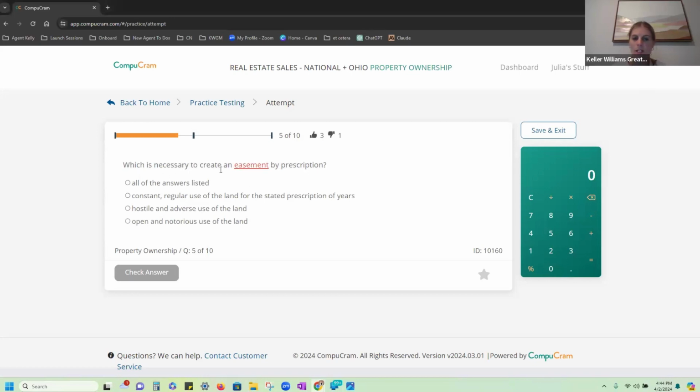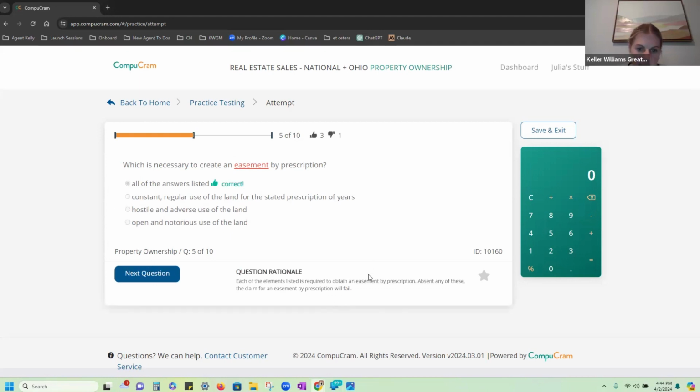All right, so which is necessary to create an easement by prescription? An easement is a non-possessory interest and an encumbrance on property that grants the right to use another person's real property for a particular purpose. All right, so we have A. Okay, good job, guys. I forgot that A is correct.